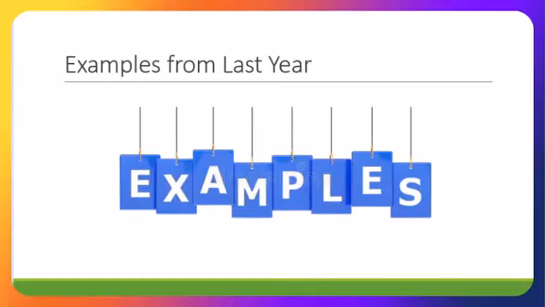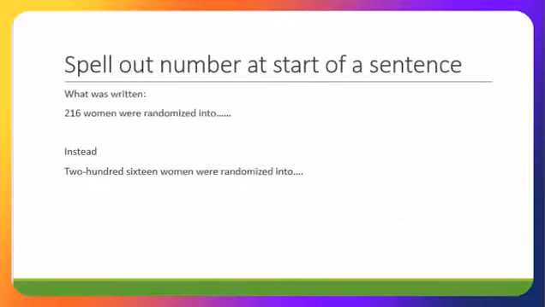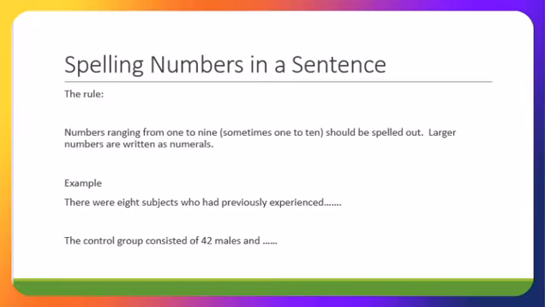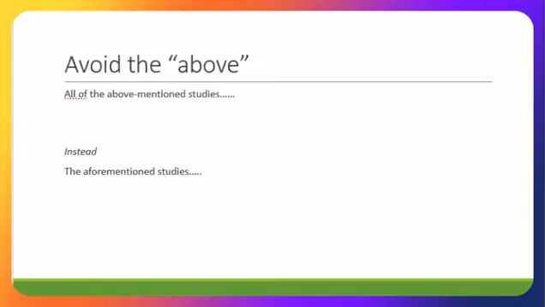Here's some examples from last year, things that I looked at from ARP1 from last year's group. And we'll see this again in the next lecture. Spell out numbers at the start of a sentence. Numbers below 10 should be spelled out. Avoid using the word above. We think about things when we're writing on a Word document that something that came before is above, but it's not above. It's aforementioned.